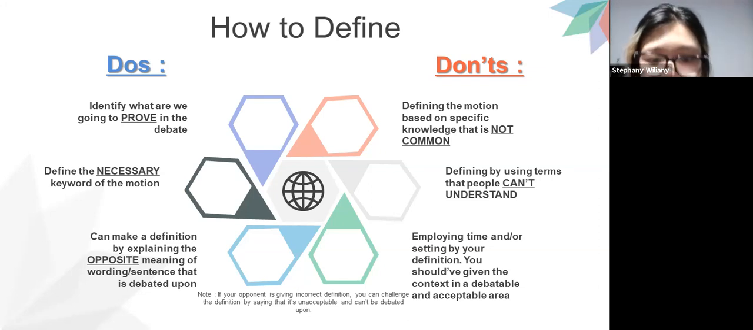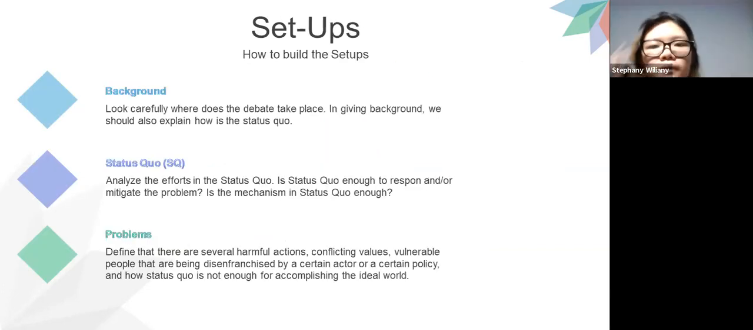So moving on, there's a note here. If your opponent is giving an incorrect definition, you can challenge the definition by saying that it is unacceptable and cannot be debated upon. There are several tips towards defining the motion. So before moving on towards the arguments, first of all, we have to set up the debate. Firstly, how do we set up?